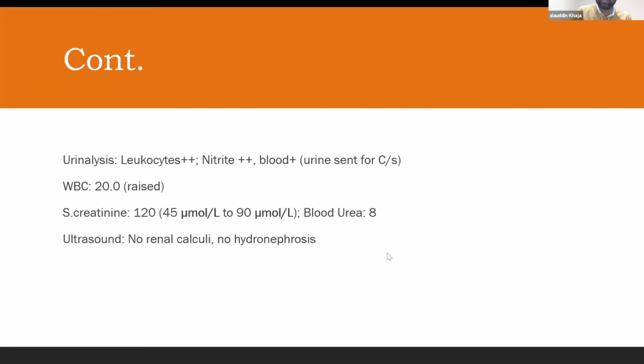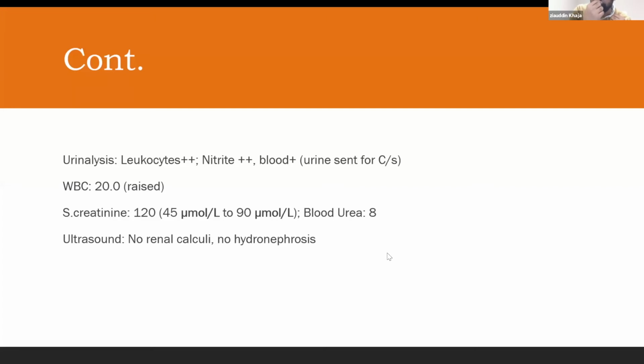So you do urinalysis, and it shows leukocytes 2 plus, nitrites 2 plus, and blood 1 plus, and then you've sent urine for culture and sensitivity. When you get the white cells, there are 20, which is high. Normal would be around 9, and this is 20, and a creatinine of 120 micromoles per liter, and a blood urea of 8. Ultrasound shows no renal calculi or hydronephrosis.